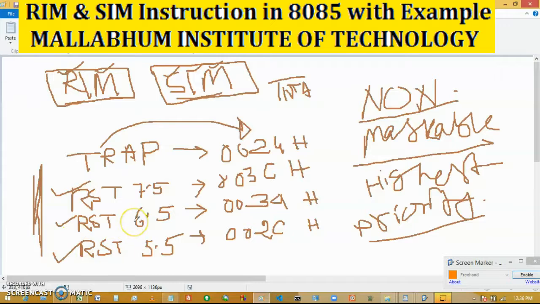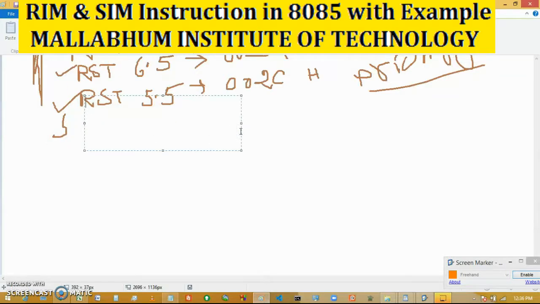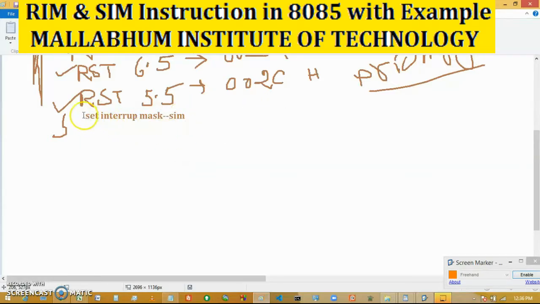Now next we are going to discuss the instruction SIM. The full form is Set Interrupt Mask. I am writing it in the diagram, Set Interrupt Mask. This is the full form of SIM.